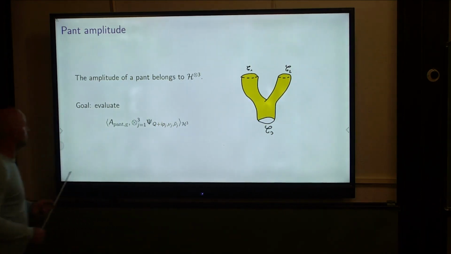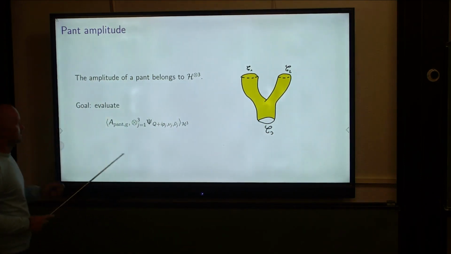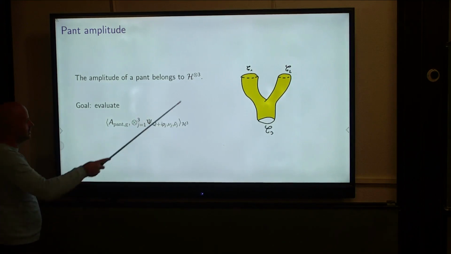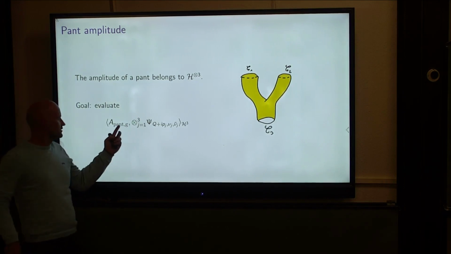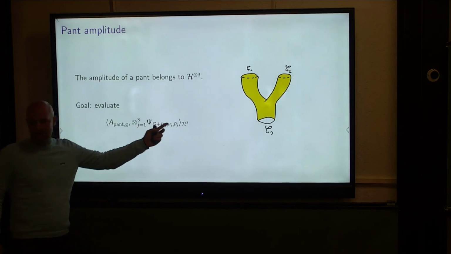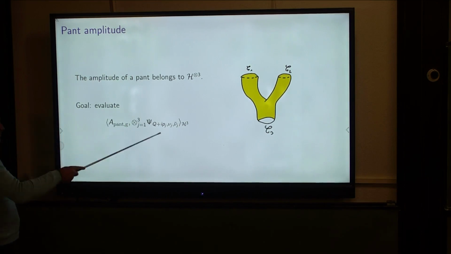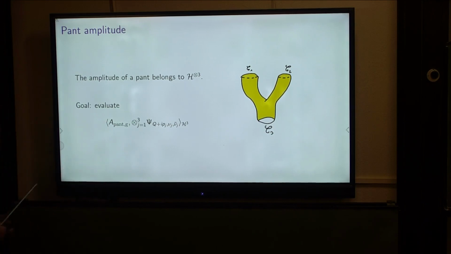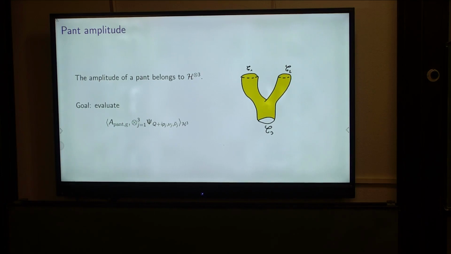What will be important is this building block, this pair of pants, it's an amplitude, so it can be thought of as an element in H tensored 3 times. And what I want to do now is to evaluate this amplitude when I pair it to the eigenstate. This is an operator on H3, and I have 3 guys. I have a guy in H3. I want to compute this quantity, and I want to explain it with Segal again, so with gluing. Okay, so how to compute that guy?